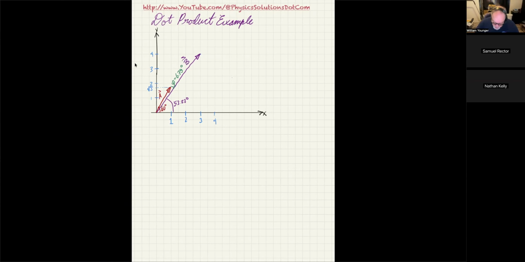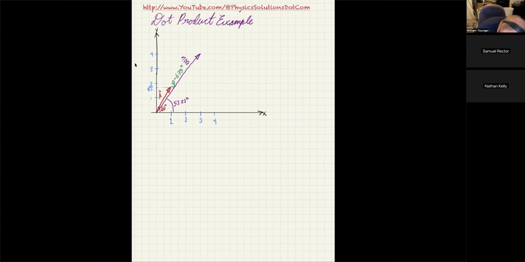What I'm going to do now is calculate the actual dot product of A and B, and then I'm going to use another form of the dot product of A and B to solve for the angle between them, because that's one of the key things you can use the dot product for: you can use it to find the angle between any two vectors.